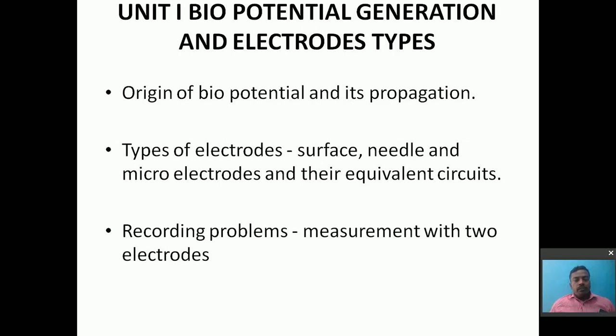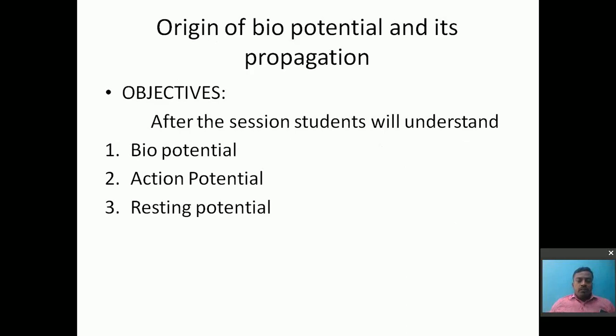The origin of biopotential and the type of electrodes are very important topics. So most of the questions are asked from these two topics. Recording problem is a new topic added when compared to the previous syllabus. Then today we're going to see the origin of biopotential. This is session 2.